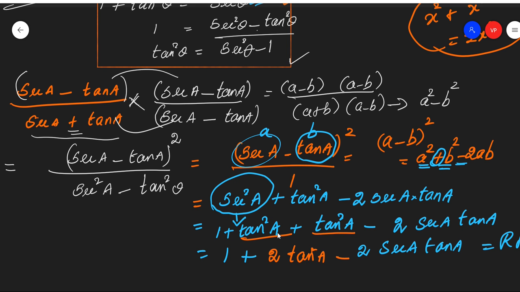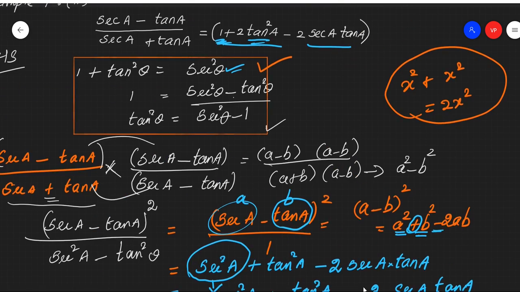So I substitute 1 plus tan square. In a trigonometric problem we have to see the RHS also, and after seeing the RHS we get some idea how to reach it. That is why I have done this in this problem. In this step, for secant square we substitute 1 plus tan square, so we get 1 plus tan square plus tan square minus 2 secant A tan A. We keep the 1 as it is, and tan square plus tan square is 2 tan square A, minus 2 secant A tan A. This is our RHS, we get our answer.